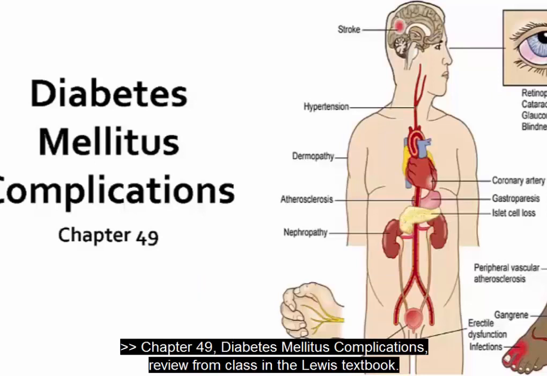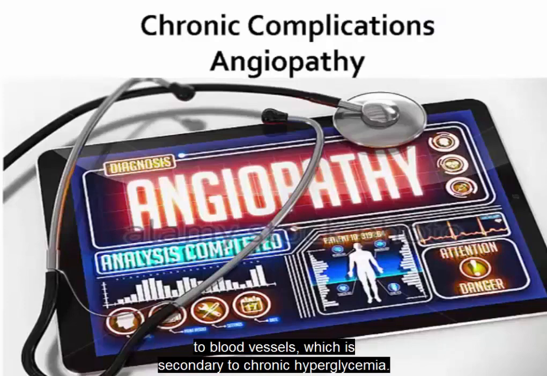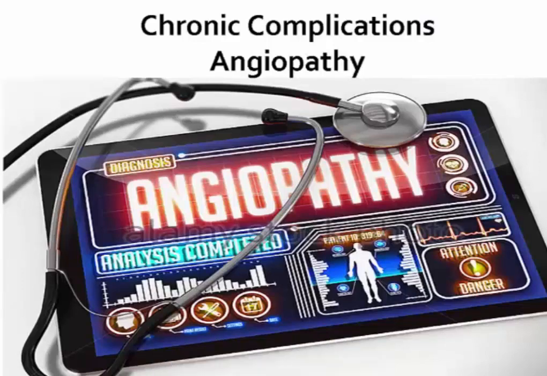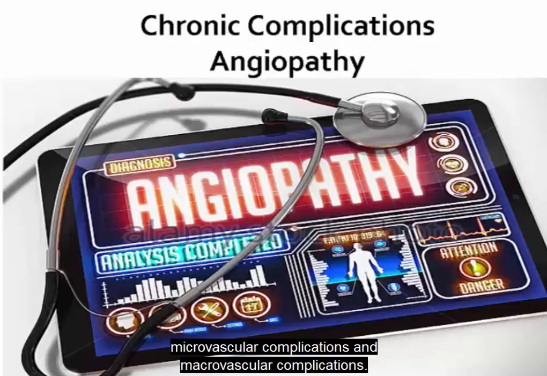Chapter 49, Diabetes Mellitus Complications, review from class and the Lewis textbook. Chronic complications of diabetes are primarily those of end organ disease from damage to blood vessels. This is secondary to chronic hyperglycemia. These chronic blood vessel dysfunctions are divided into two categories: microvascular complications and macrovascular complications.